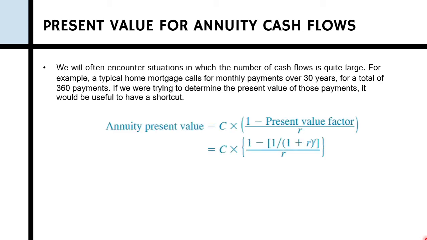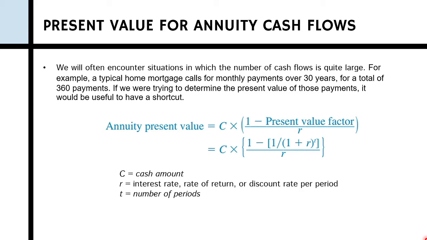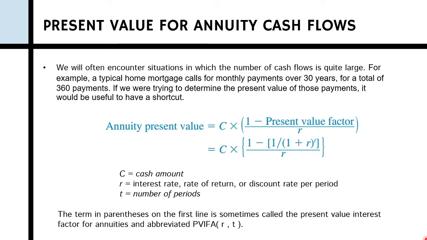Annuity present value equals C times the quantity of 1 minus present value factor all over R. C stands for cash amount, R stands for interest rate, rate of return, or discount rate per period, T stands for number of periods, and the quantity of 1 over quantity of 1 plus R raised to T is called the annuity present value factor, which, as you can notice, is similar to the present value factor used earlier.